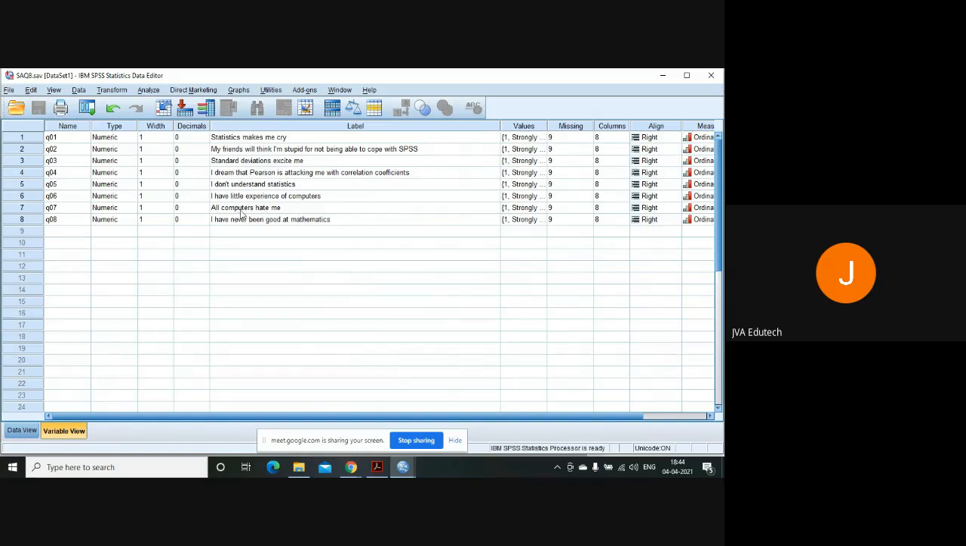But if you see, "All computers hate me." This statement also tells about anxiety about computers, in addition to telling you anxiety about SPSS. It is also the seventh statement, and it is also telling you about anxiety about using computers. So this is a unique variance. So if the total variance is explained by the common variance, then you go for PCA. If total variance is explained by common variance plus unique variance, that is what I mean to say.